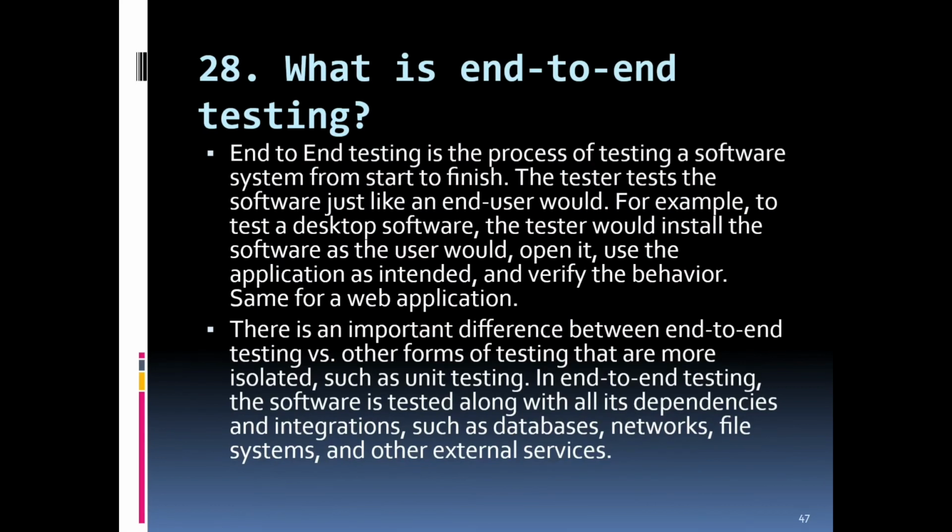So what is end-to-end testing? End-to-end testing is a process of testing a software system from start to finish. The tester tests the software just like an end user would do. For example, to test desktop software, the tester would install the software as the user would, open it, use it as intended, and verify the behavior, same as with a web application.